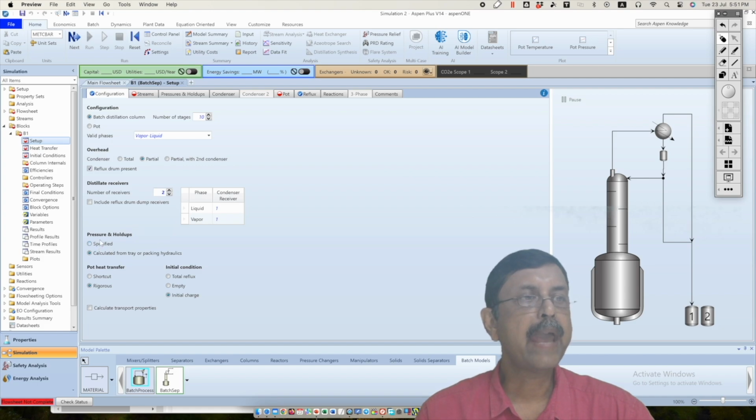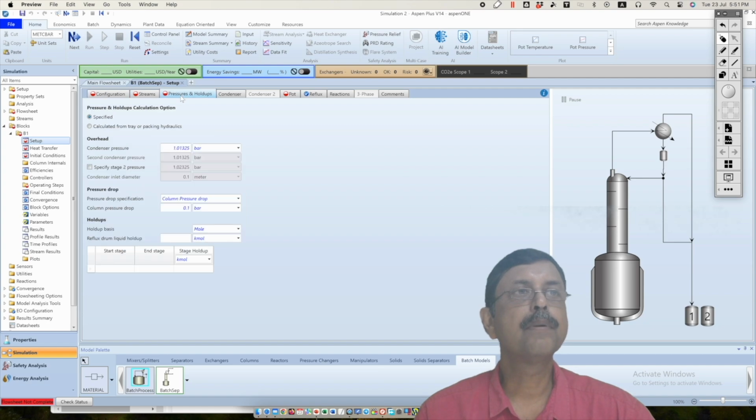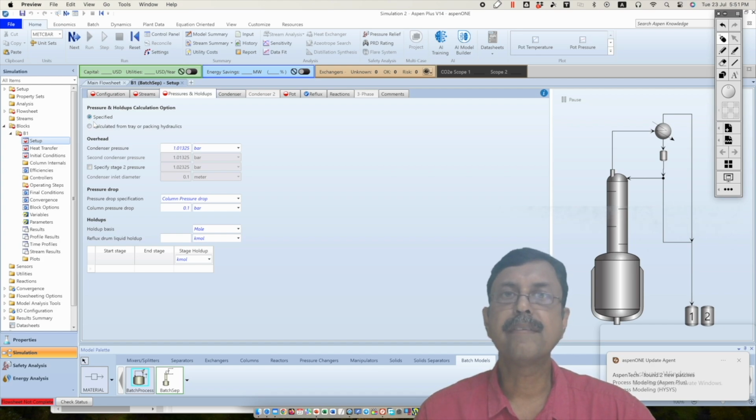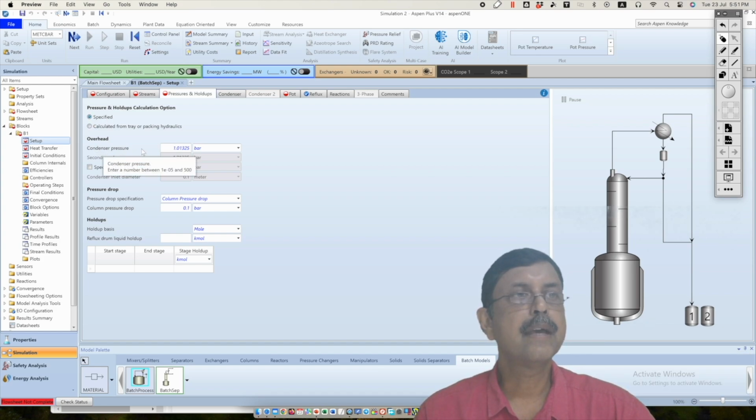Then you have the option for pressure and hold up. You can either specify the pressure or you can calculate it from the tray or packing hydraulics. Now if you want to specify it over here, then this pressure and hold up option will be open for you. So in this case, as it is said, it's specified, then you have to provide the condenser pressure.